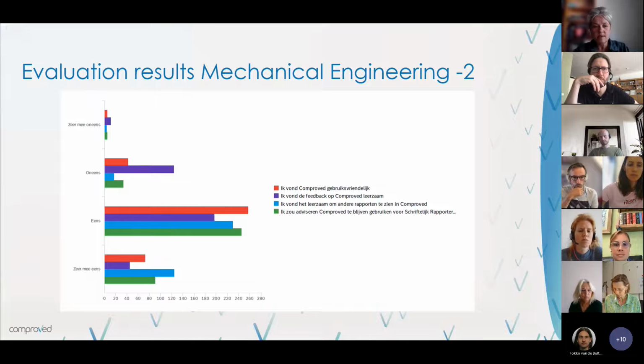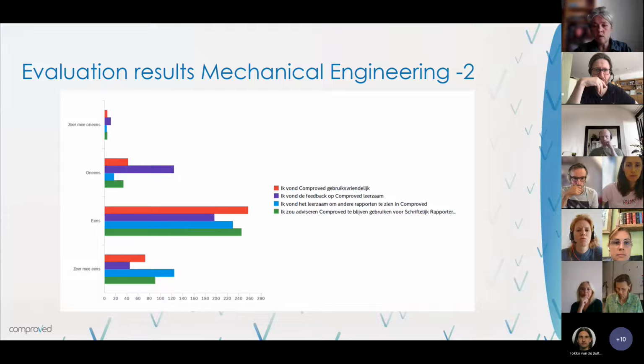Again, sorry, it's in Dutch, but the first statement, I think ComproVed was user-friendly. You can see that, well, most of them agreed with that. So it's going from strongly disagree on top to strongly agree on the bottom of the graph here. So overall, you can see that on all statements, they mostly agreed or very much agreed, and very much would also advise us to keep using ComproVed for the technical writing.